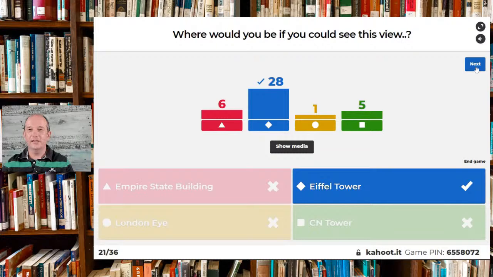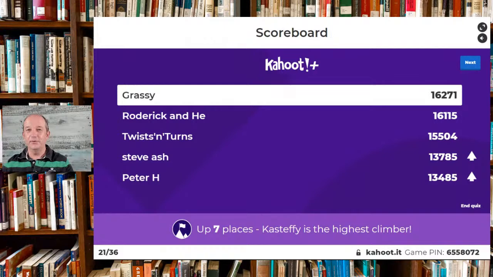Steve Ash coming up into fourth now. Peter H in fifth. Castefi, I don't know, but you're up seven places and you're the highest climber. Well done. Stephen, no, definitely not Peckham. I can tell you that one.